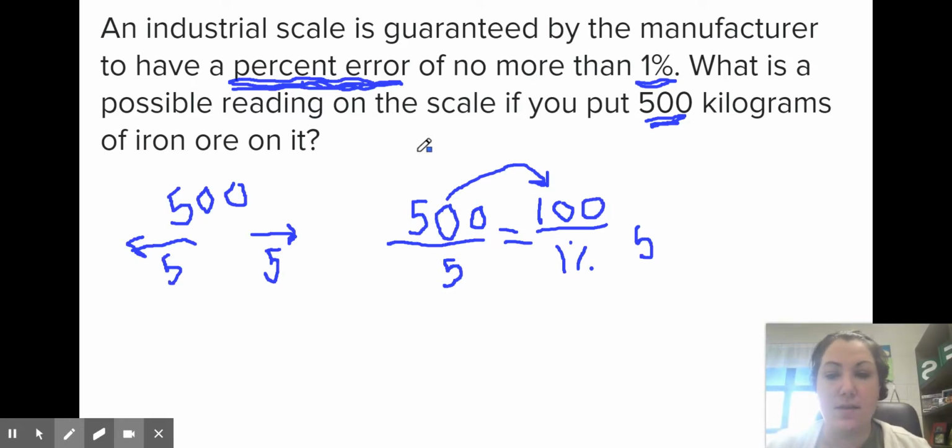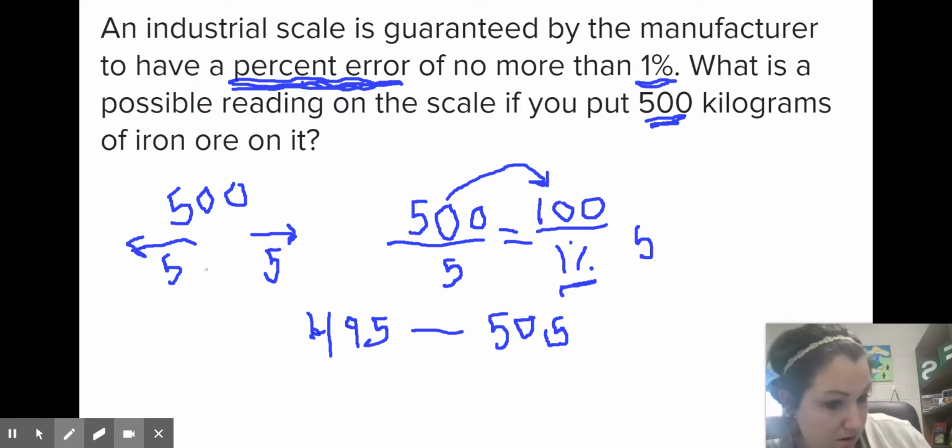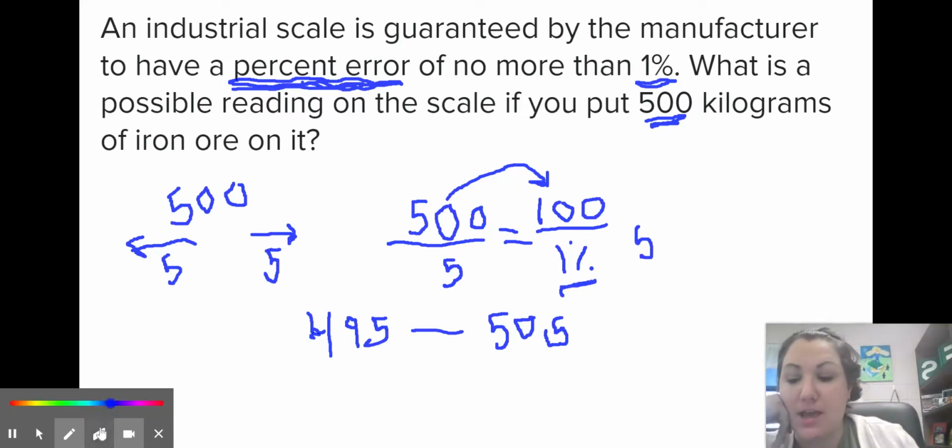This means that on the scale, it can measure anything between 500 minus 5, which is 495, to 505, which is 5 plus 500, and still be correct because it's within that 1% error. With the problem that you are going to solve, you will see something similar.